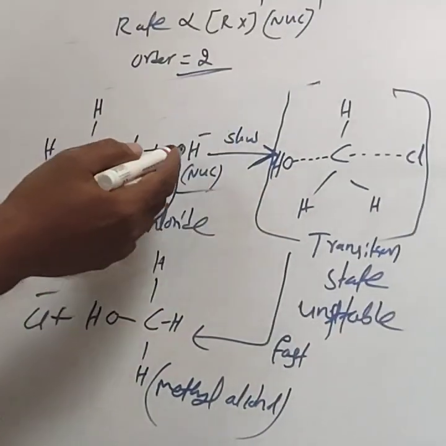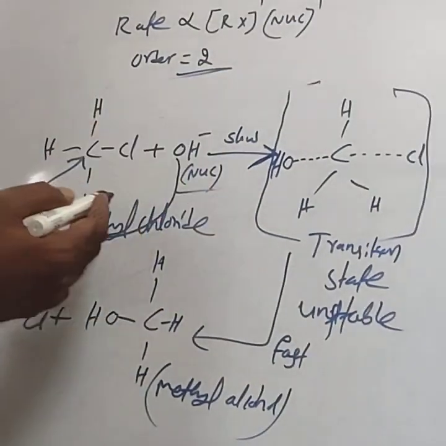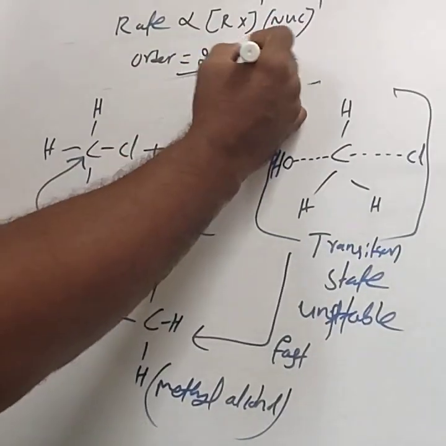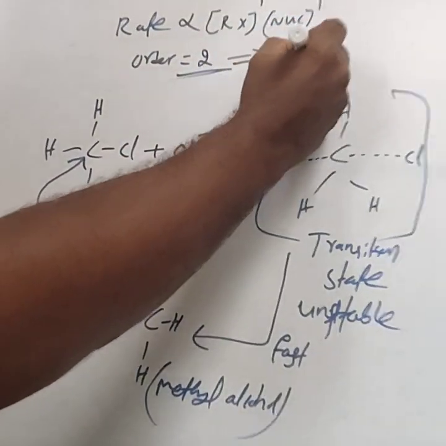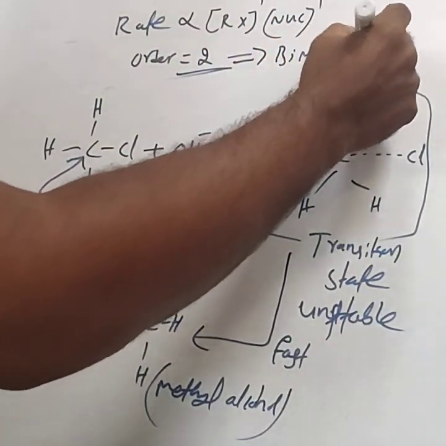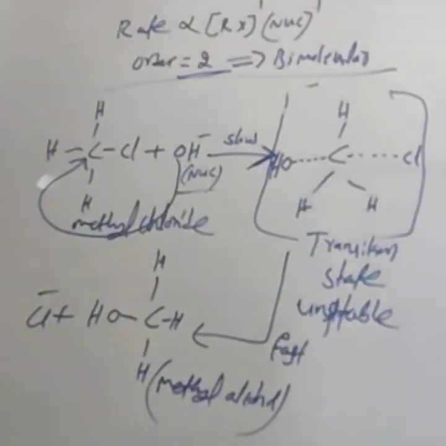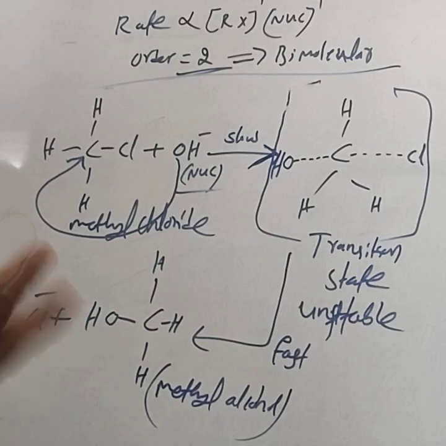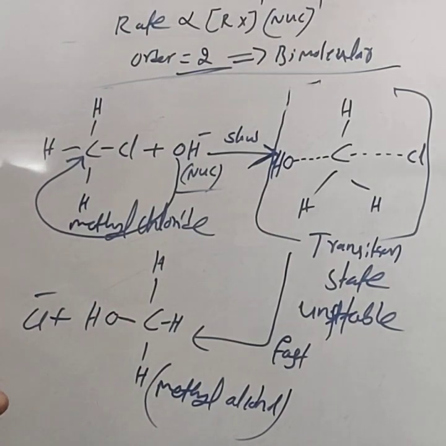The slow step contains two reactant molecules, hence this is taken as bimolecular. It is a bimolecular reaction. This is about the SN2 mechanism. This mechanism carries 2 to 3 marks. This is about SN1 and SN2. All the students must practice this SN1 and SN2. In every exam, they can definitely ask either SN1 or SN2.